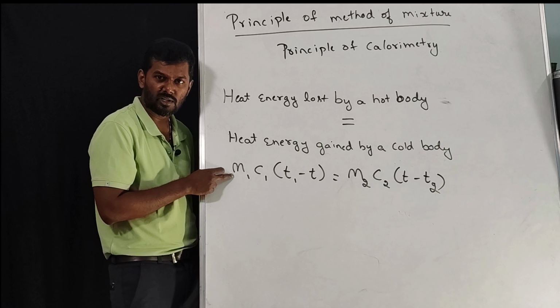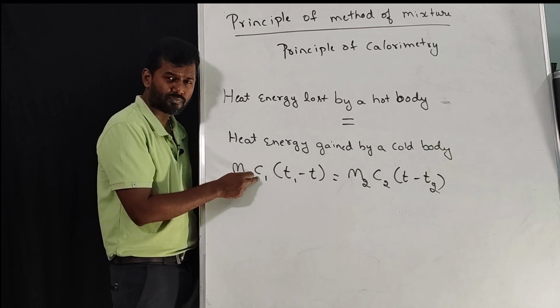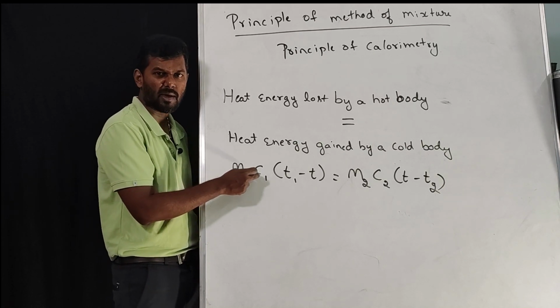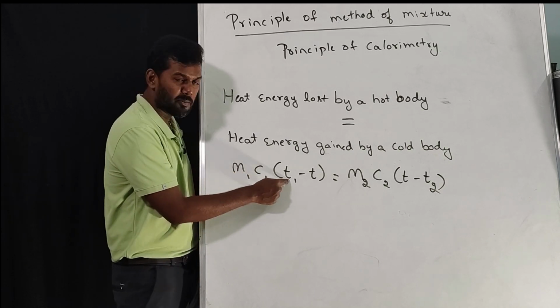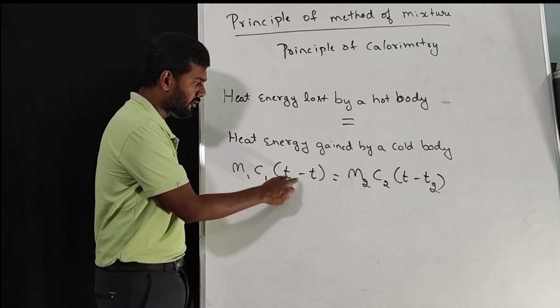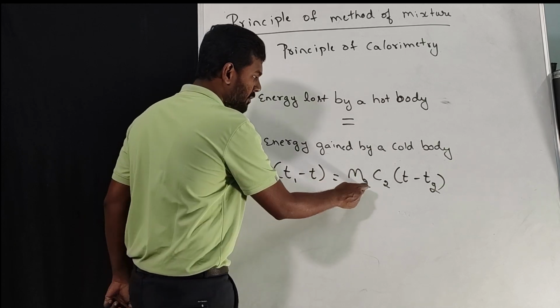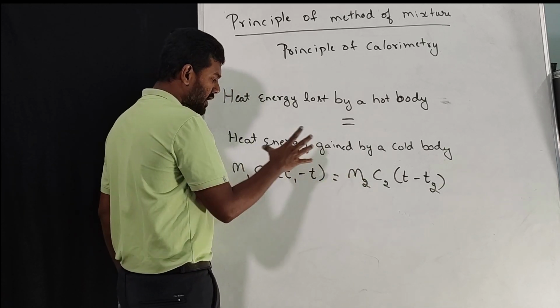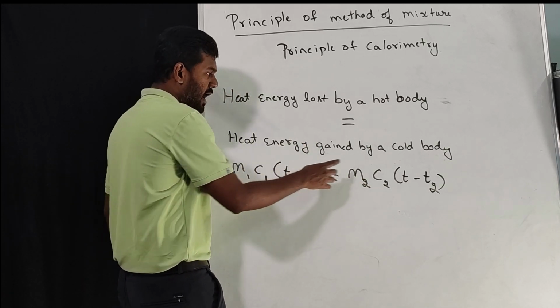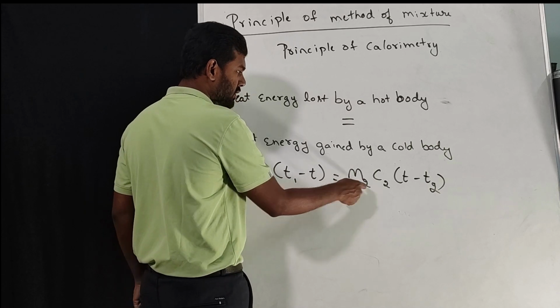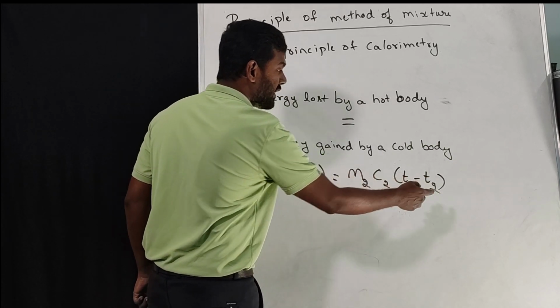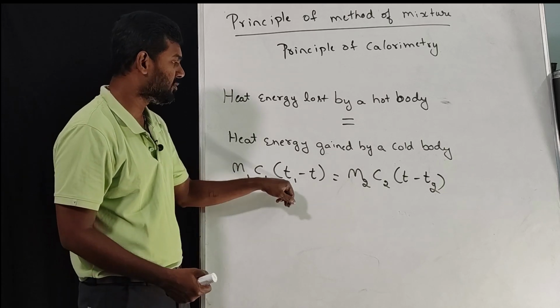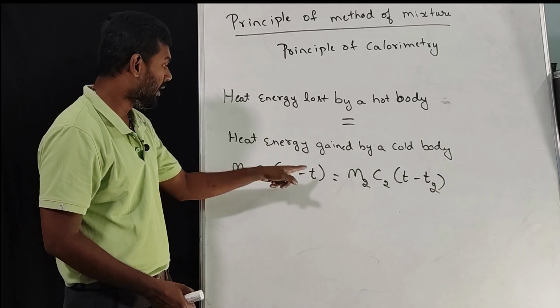Listen, m is the mass of that object, c represents the specific heat capacity of that object, and t is the temperature of that object. We'll talk about this one later. Now again, if you take copper here and water here, this is the mass of the water and the specific heat capacity of the water. T2 means the initial temperature of water. T1 means the initial temperature of copper.